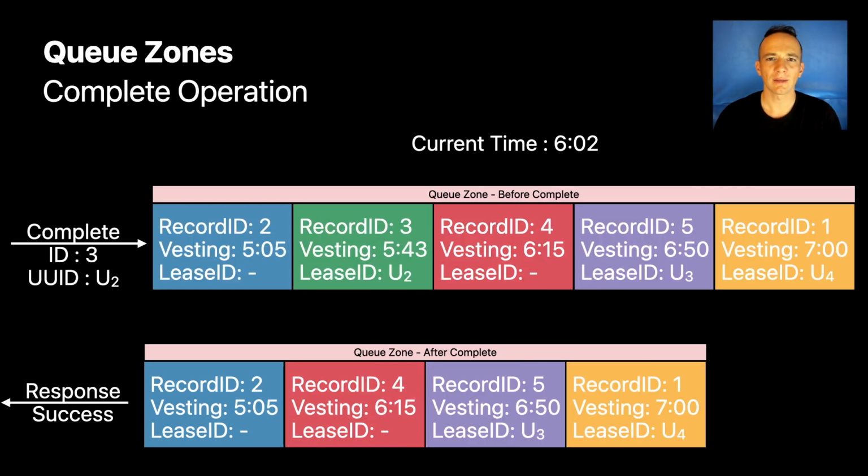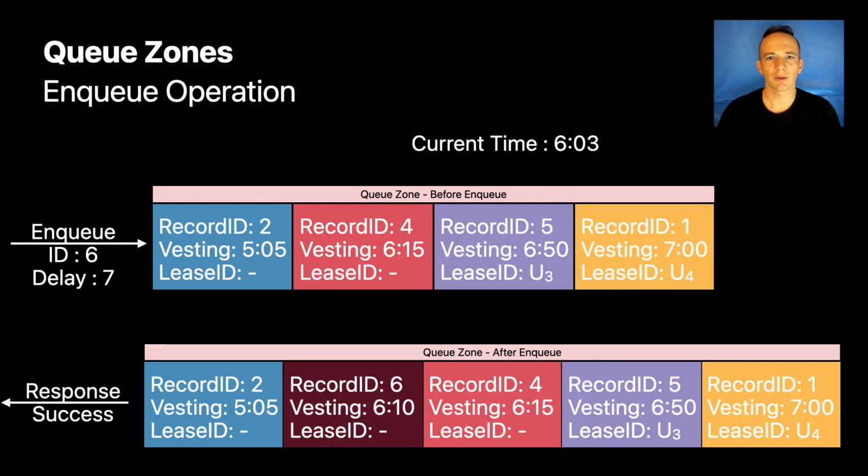Picking or obtaining a lease on a record won't remove it from the queue. In order to actually remove a record, we have the complete operation. If the record is not vested, a matching lease UUID needs to be provided in the request, which essentially makes sure that the lease is held by the caller and not by some other client.